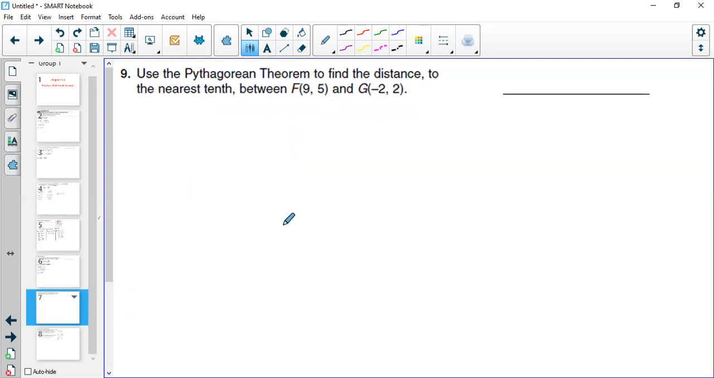Use the Pythagorean theorem to find the distance. Here comes the Pythagorean theorem again. So first write down the formula. C square equals A square plus B square. So instead of C square, we could say FG square, because we are finding the distance FG.